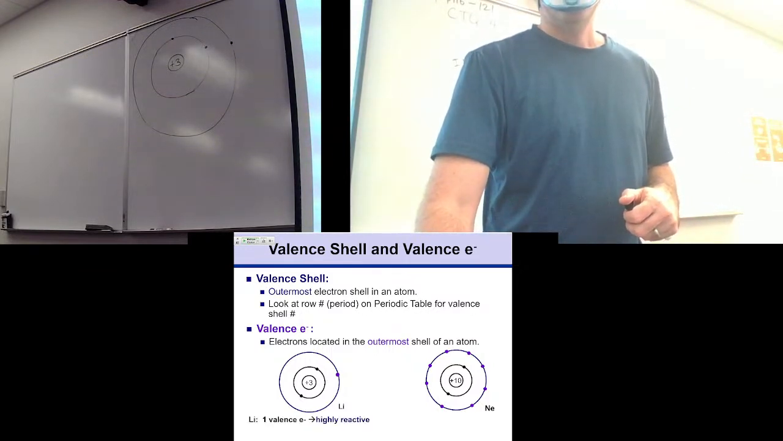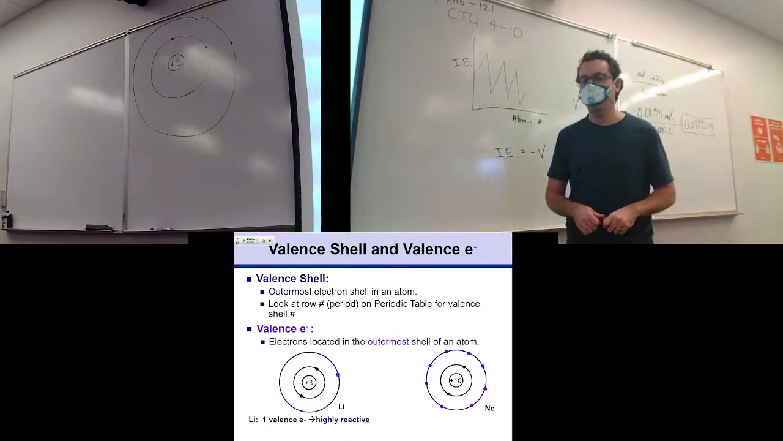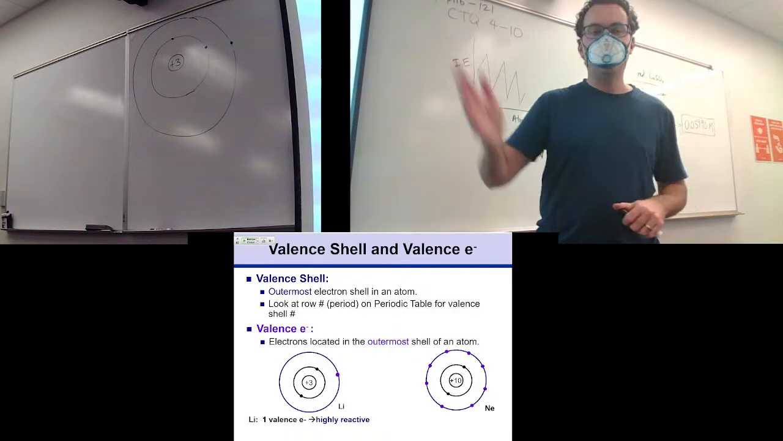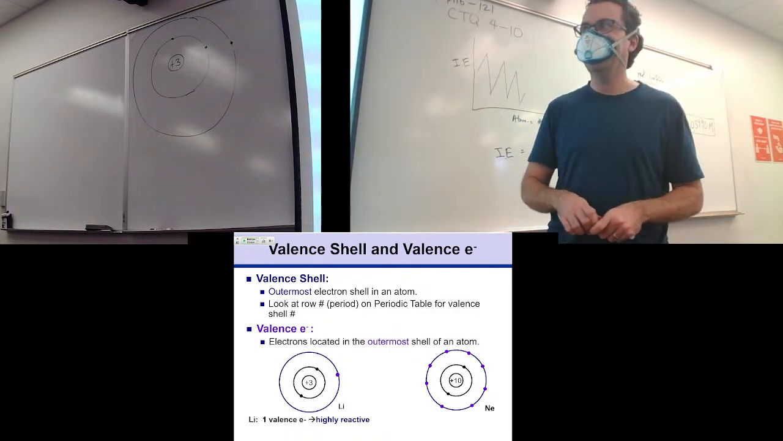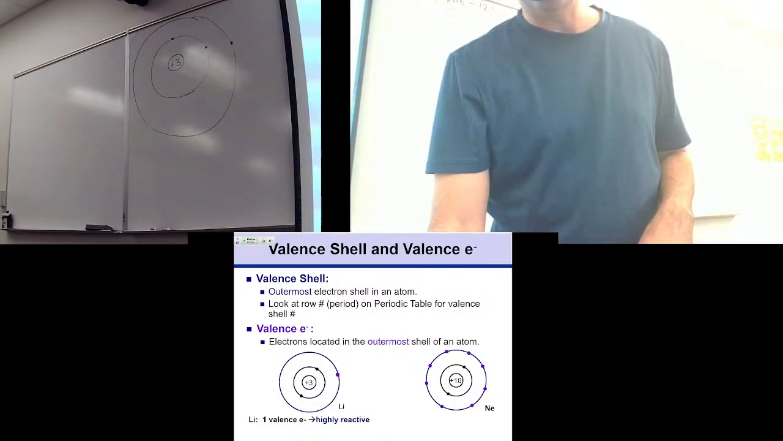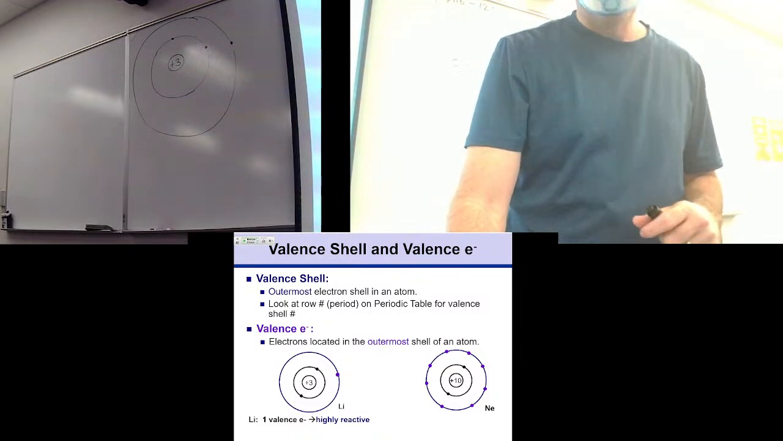So lithium tends to be highly, highly reactive. In fact, every element that has 1 electron in its valence shell tends to be reactive like lithium is. And that's pretty much everything in group 1. These are all metals that pretty much explode when you put them in water.